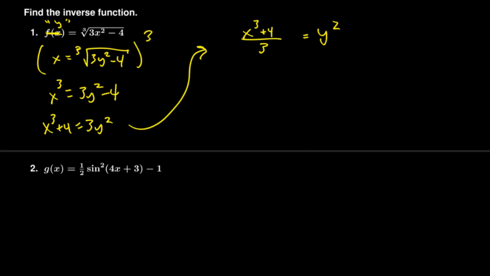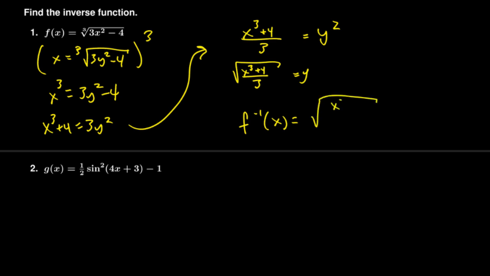And we can square root that. And then what we would end up with is the square root of x cubed plus 4, all divided by 3. Right, this is f inverse, so that's what that -1 means. f inverse equals the square root of x cubed plus 4, divided by 3.